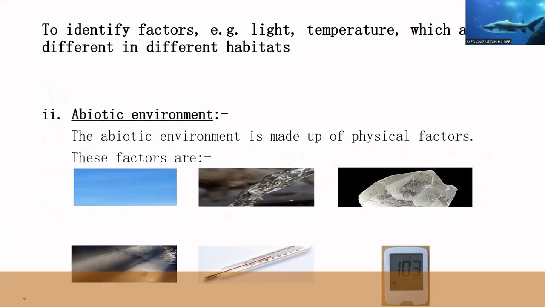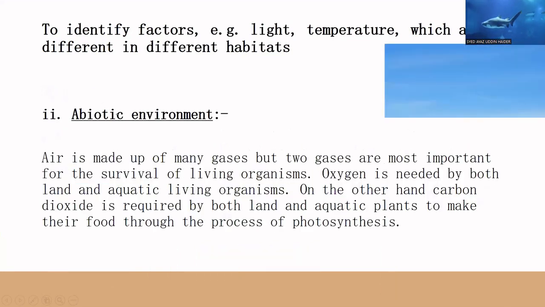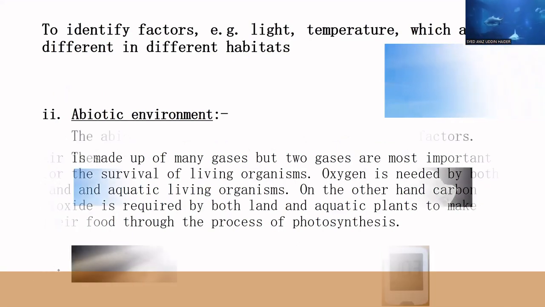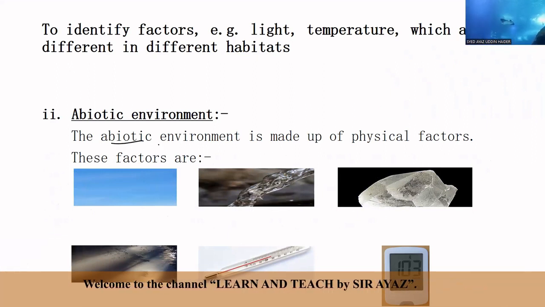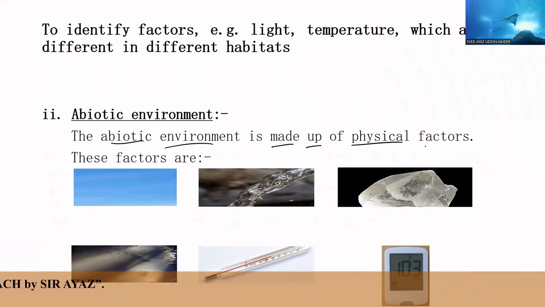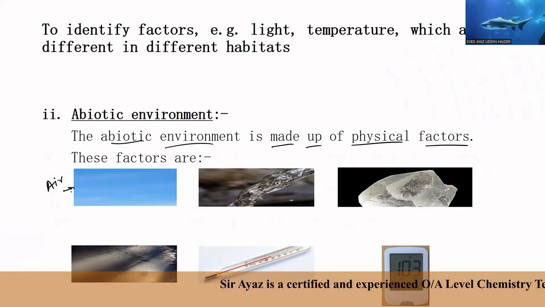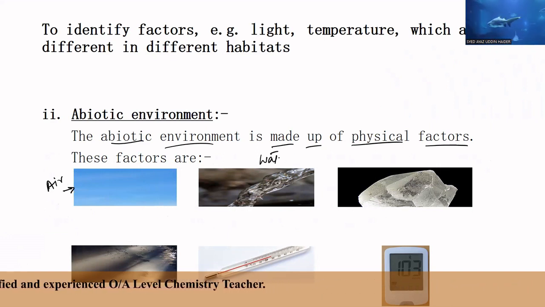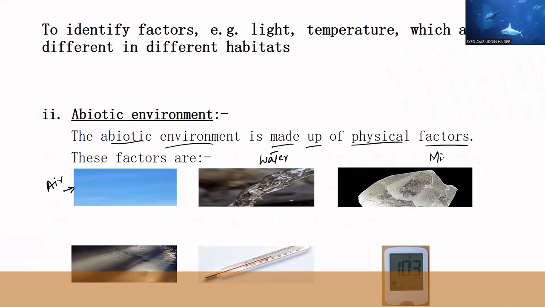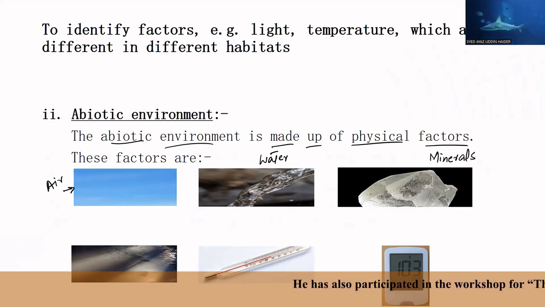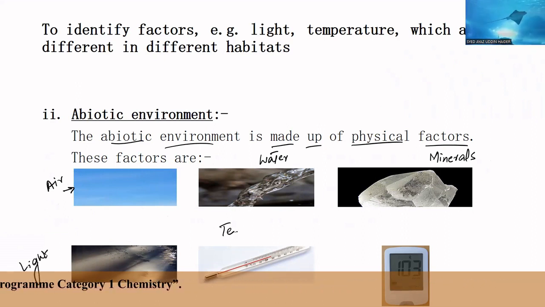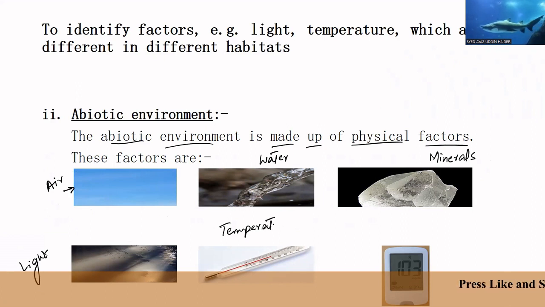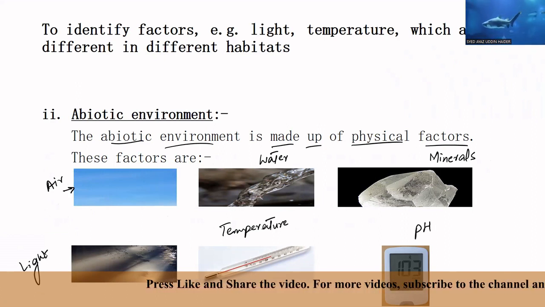Now let's talk about the abiotic environment. The abiotic environment is made up of physical factors. These factors are air, water, minerals, light, temperature, and pH.